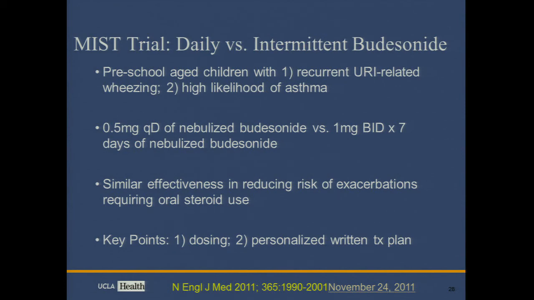The second part is, in this study, they used a very personalized treatment plan, a written treatment plan. They sat down with each family and said, hey, when is it that Sally or Johnny, that you know they're really going to get into trouble? What symptoms are they having? And they link the initiation of the budesonide to the presentation of those symptoms. So these symptoms may vary from person to person, but for each individual, the written treatment plan was tailored to that child. So this is a plug for using written treatment plans.